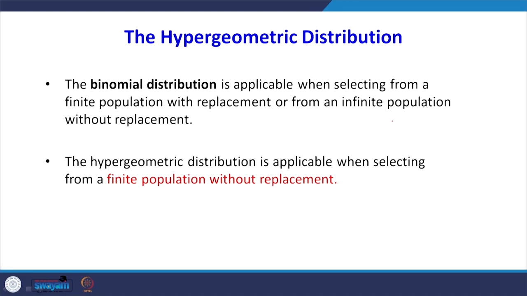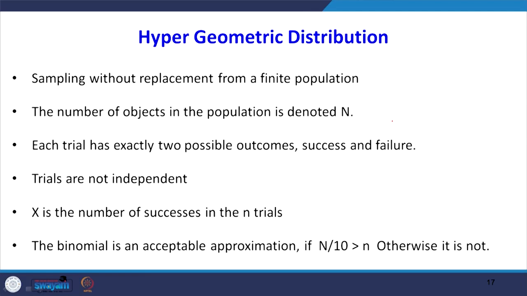See, the binomial distribution is applicable when selecting from a finite population with replacement or from an infinite population without replacement. So, whenever the concept of without replacement comes, then we have to think of using hypergeometric distribution. The hypergeometric distribution is applicable when selecting from a finite population without replacement. The properties of hypergeometric distribution: sampling without replacement from a finite population, then you should go for hypergeometric distribution.